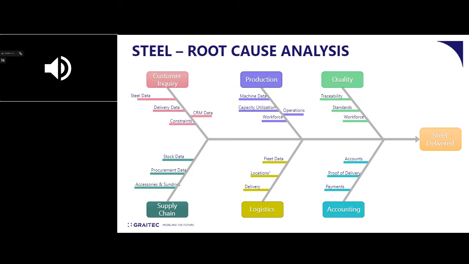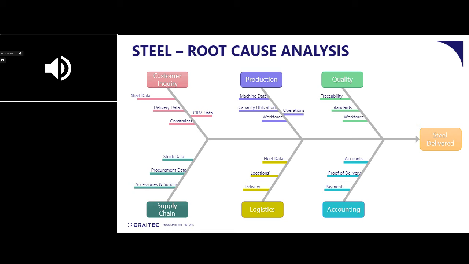So here's just a chart showcasing all the different moving parts to a steel building project. There's the customer inquiry, supply chain, production, logistics, quality, accounting, and steel delivery. And of course, within these categories, there's sub-tasks. Advanced Workshop is meant to manage all tasks displayed here. Okay, so everything from customer inquiry all the way to steel delivery.